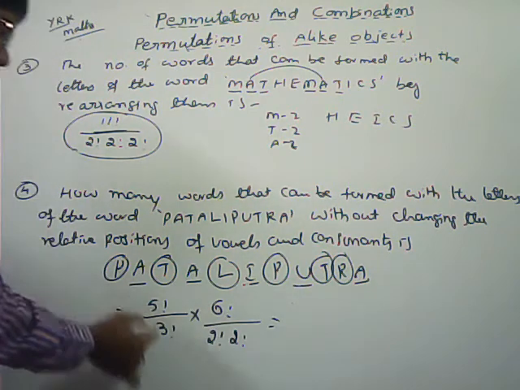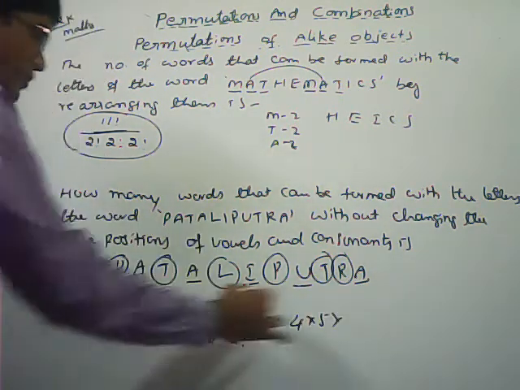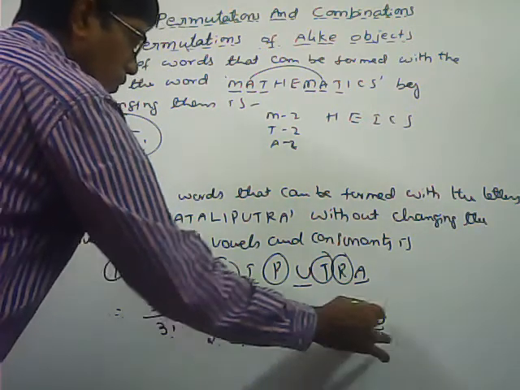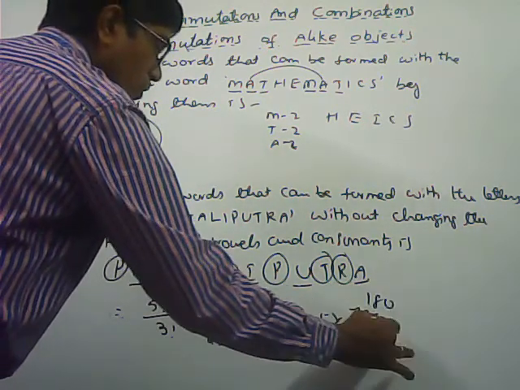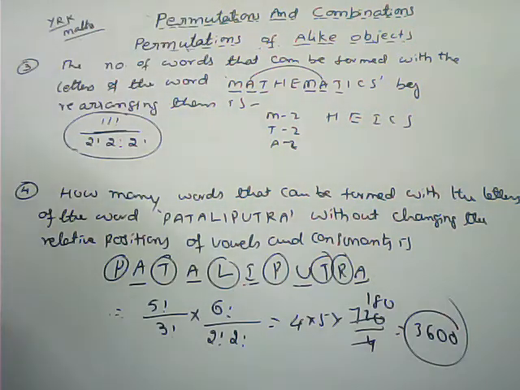That equals 5 factorial by 3 factorial, which is 20, into 720 by 4, which is 180. So 3600 is the total number of arrangements without changing the positions of the vowels and consonants.